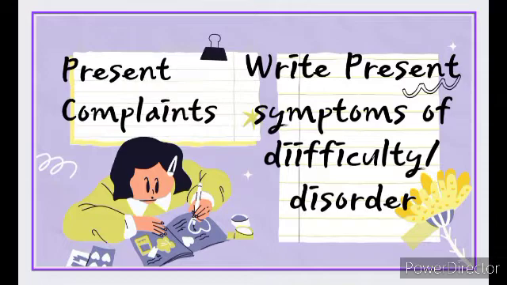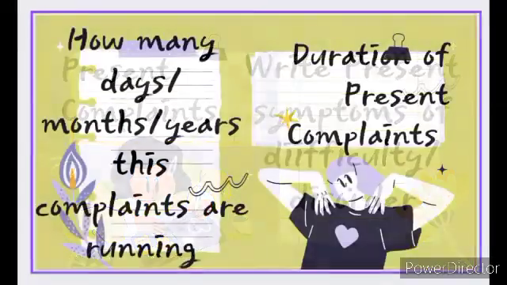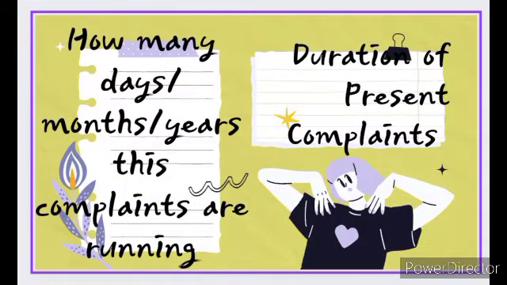After that, duration of present complaints, that means how many days or months or years these complaints are running. Basically, how many days the client is facing this problem, we have to write. It can be 1 month, 2 months, 3 months, 1 year, 2 years, or sometimes some days like 2 days, 3 days, 7 days, 14 days, we have to write.